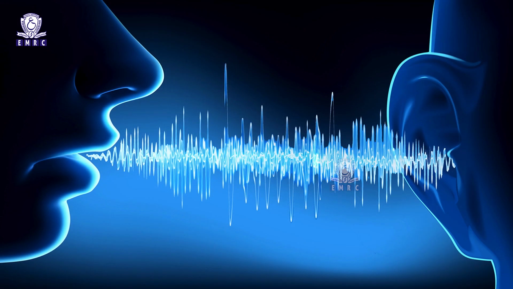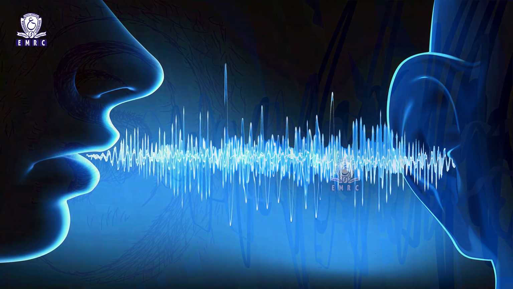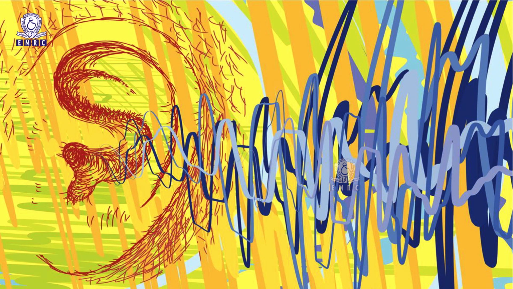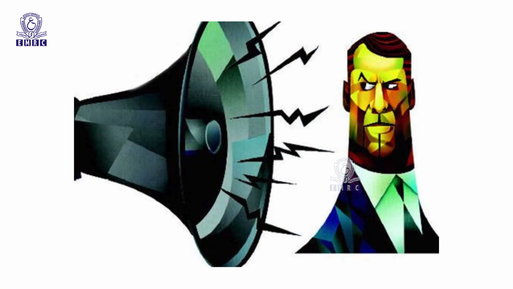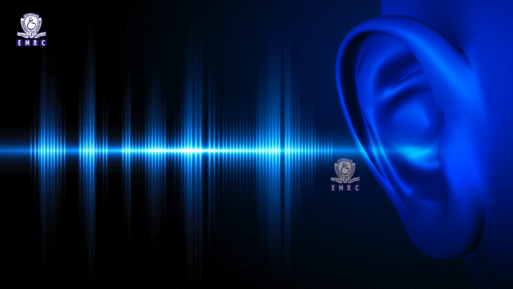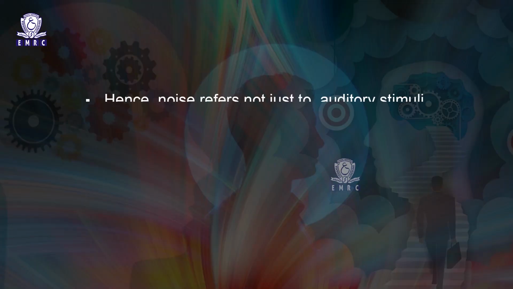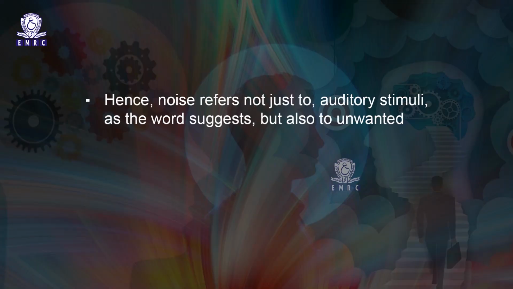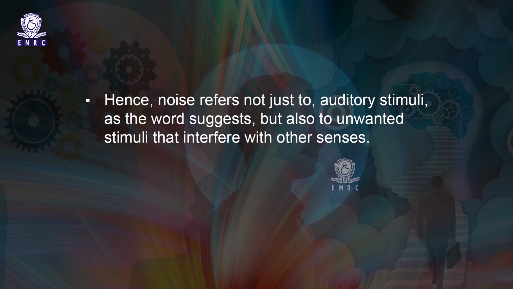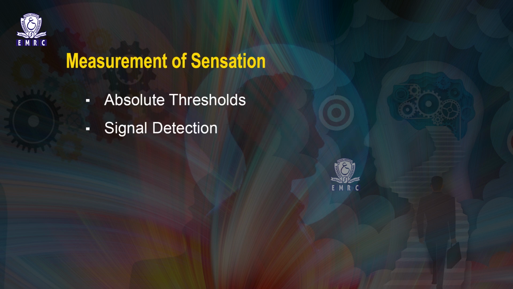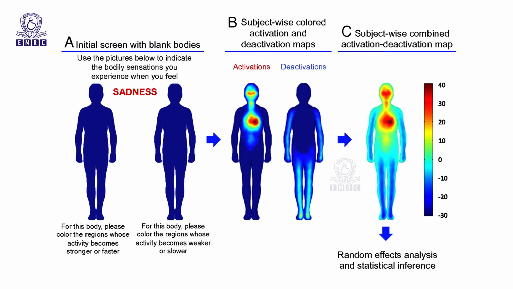Of course, the absolute thresholds we have been discussing are measured under ideal conditions. Normally, our senses cannot detect stimulation quite as well because of the presence of noise. Noise, as defined by psychophysicists, is background stimulation that interferes with the perception of other stimuli. Hence, noise refers not just to auditory stimuli, as the word suggests, but also to unwanted stimuli that interfere with our senses.